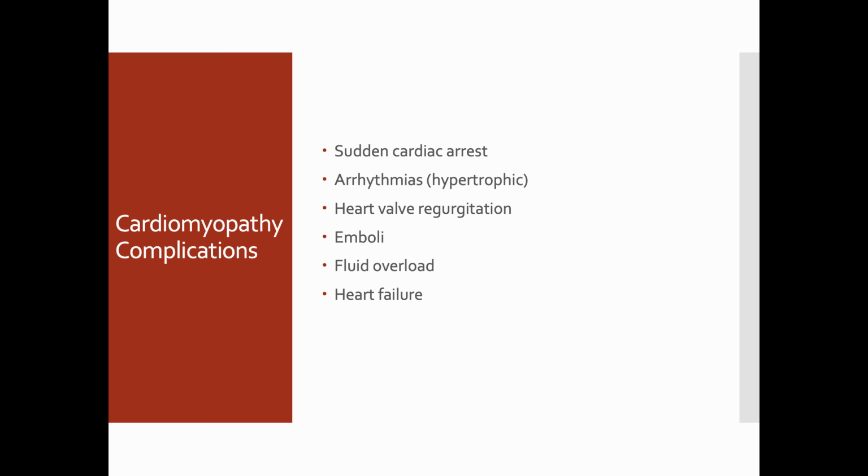The complications can include sudden cardiac death. They can have arrhythmias, particularly in the hypertrophic population. They can have valvular problems. Mitral regurgitation is very common in dilated cardiomyopathy, for instance. They can have emboli that form when you have a severe reduced systolic function, as in dilated cardiomyopathy. The heart can move so poorly that the blood doesn't move efficiently, and clot can form in the apex of the heart. So these are all different complications that we see with cardiomyopathy.